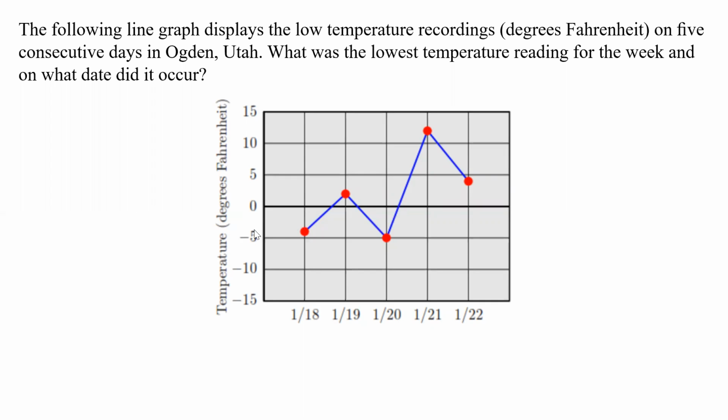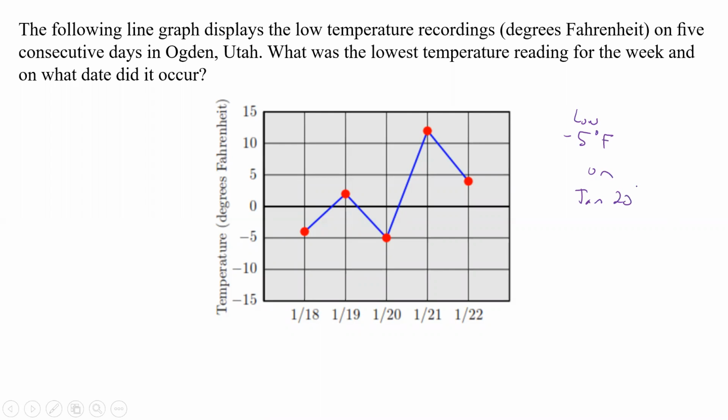And so here we see, well, that looks to be about a -4, but here, that's a -5. So the lowest temperature is a -5 degrees Fahrenheit is the low, and it was on which day? Well, it was on January 20th.